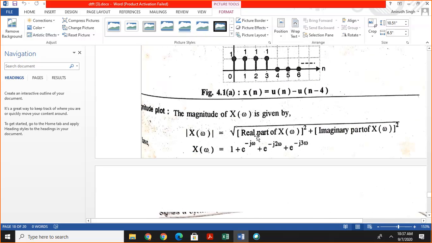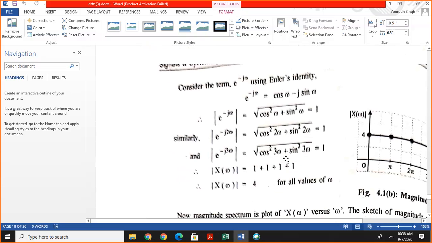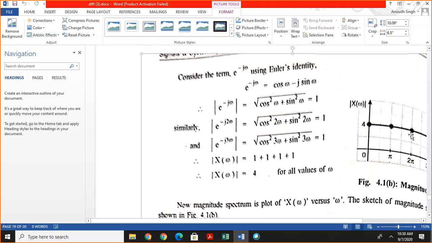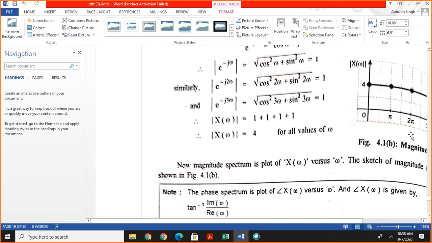And the magnitude of X of omega is given by taking the square of the real part of X of omega and the square of the imaginary part of X of omega. The magnitude of this is 1, the magnitude of exponential minus j 2 omega is 1, and similarly the magnitude of exponential minus j 3 omega is also 1, so it is 1 plus 1 plus 1 plus 1, and the magnitude of X of omega is 4 for all values of frequency omega.